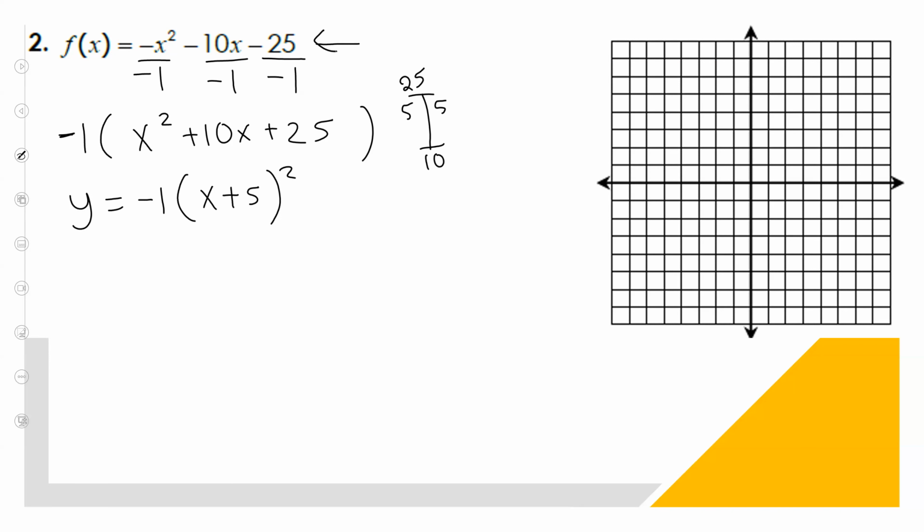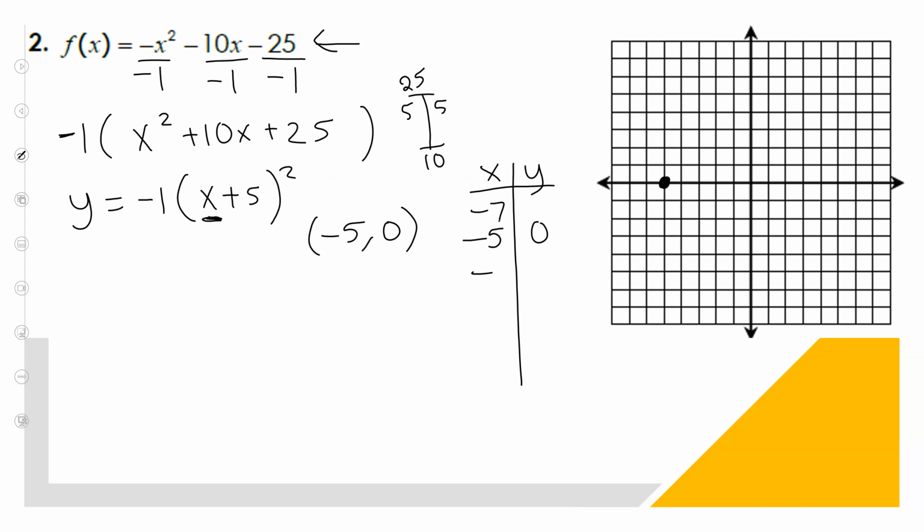Now let's figure out what my solutions will be, what my x-intercept would be. What would I plug into x to get the y value 0? -5. So I know if I plug in a -5, I'll get 0. Well, that's my x-intercept. So let's go ahead and plot it. 1, 2, 3, 4, 5, right here. That's where my x-intercept is. There's only one solution. And then from here, I can just pick points. So how about we plug in a -7 and a -3, and let's see what we get.